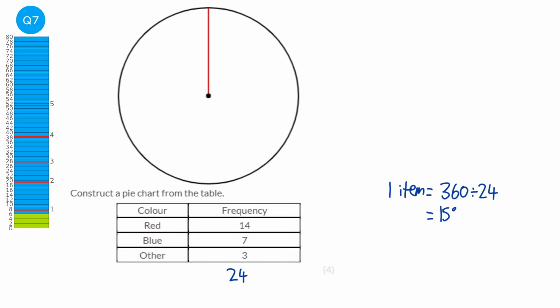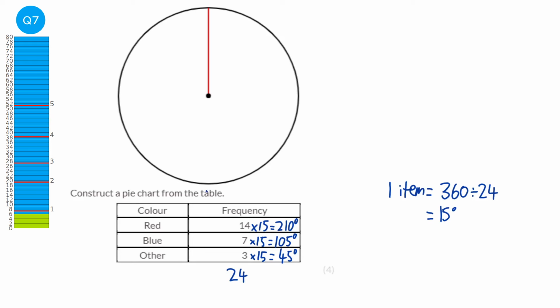So each item is worth 15 degrees, or will take up 15 degrees. To find out the angle for red, well, we've got 14 items, times it by 15, and that will give us 210 degrees. And we're just going to times each of these by 15, which will be 105, and the final one times 15 is 45 degrees. Add them up and they add up to 360, which is good. They need to add up to 360. So we got our protractor, rest it on the pie chart.